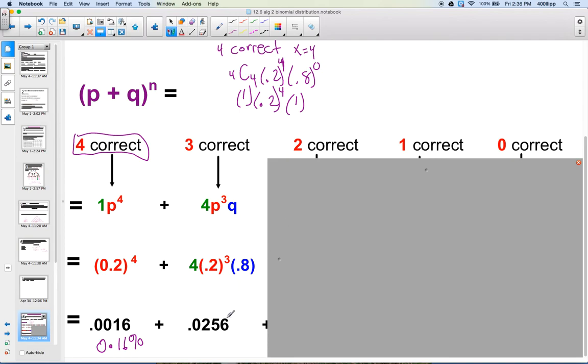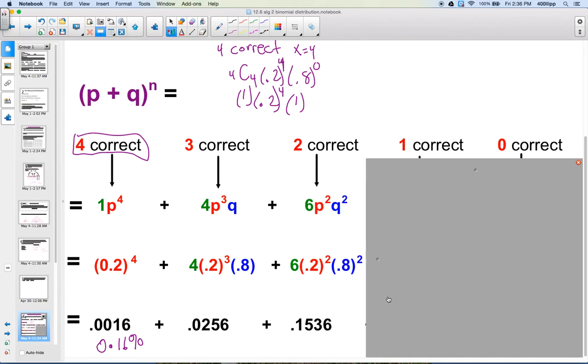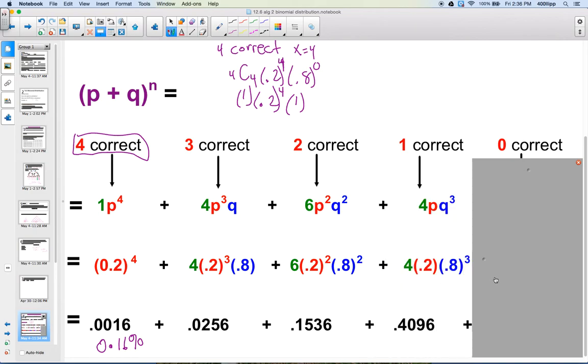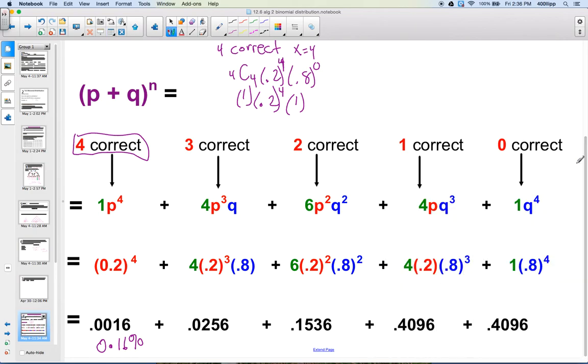Also not good. That's about 2.5% chance of getting 3 out of the 4 correct. Not good. 2 correct is about 15% chance of getting 2 out of the 4 correct. Also not very good. Getting 1 correct, about 41% chance, and 0 correct, also 41% chance. So it's a lot more likely that you'll get 0 correct than all 4 of them correct. If you add all of these up, we should come out with a 1.